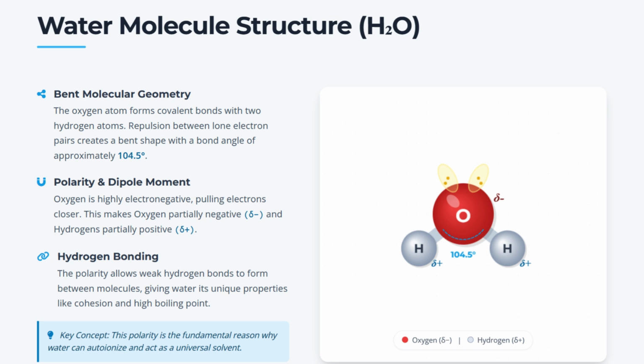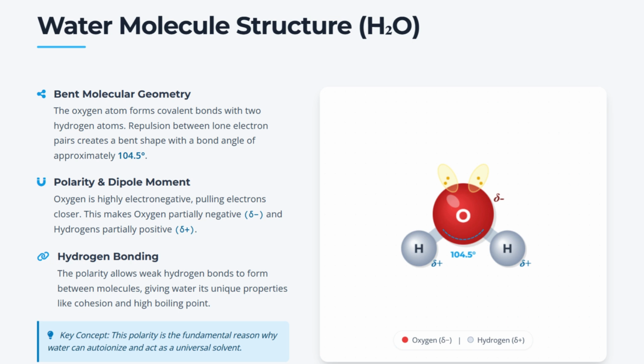Next, we see a point about polarity and dipole moment. Oxygen is highly electronegative, meaning it pulls electrons closer to itself. This makes the oxygen atom partially negative, often written as delta negative, and the hydrogens partially positive, or delta positive. This leads us to hydrogen bonding. The polarity allows weak hydrogen bonds to form between water molecules, which is what gives water its unique properties like cohesion and a high boiling point.